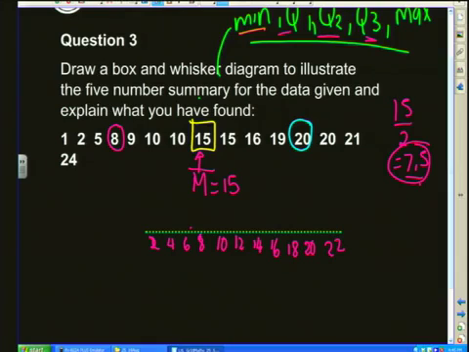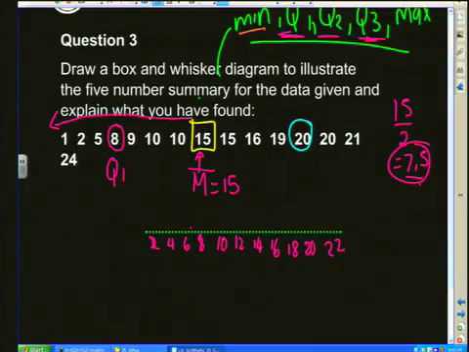Okay? To find your lower quartile, you take the lower half of values and you divide that into 2 equal pieces. So therefore you will see that your median of the lower half of values is 8. So that's our lower quartile. Do the same thing with the upper half, divide it into 2 equal pieces in order to get your upper quartile, and that gives us a value of 20. So your upper quartile is 20.